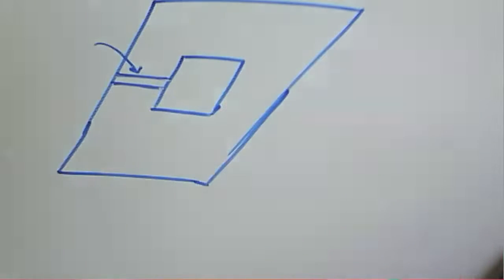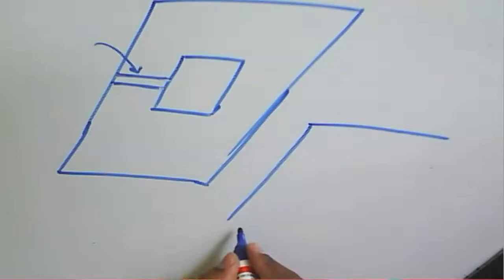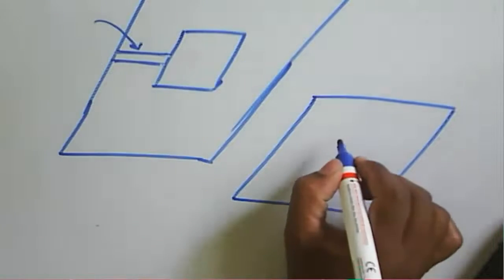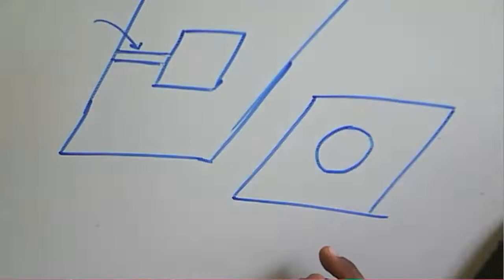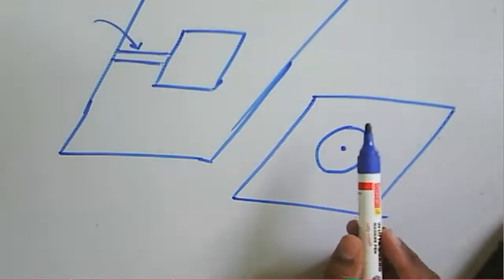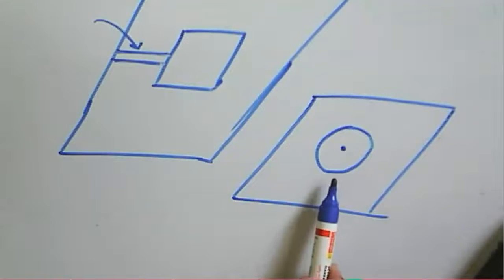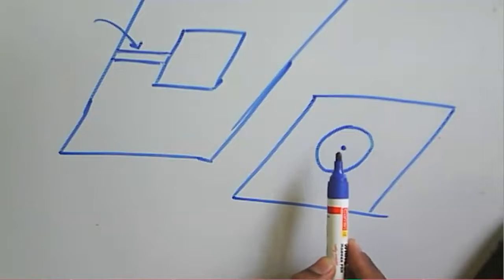If your antenna is not a square or rectangular shape, if it is circular in shape, then at the center of the circle you just put a hole through this and then connect to this one. This way we can use the feeding technique.